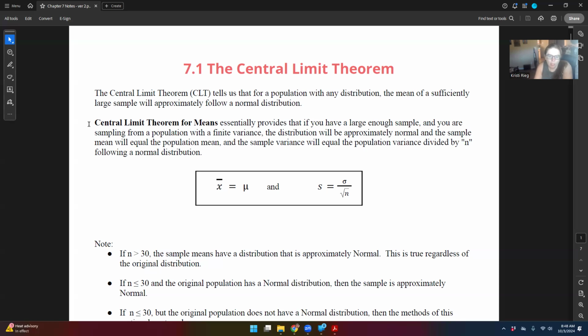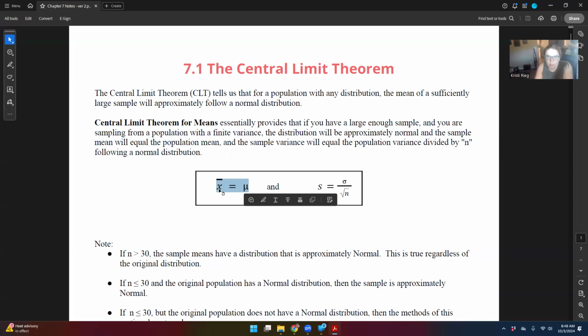The first one that we're going to talk about is the central limit theorem for means. And that says, again, if we have a large enough sample, we're sampling from a population with a finite variance, our distribution will be approximately normal. So again, by the distribution being approximately normal, we can use those tools that we learned in chapter 6. It tells us the sample mean will equal the population mean. So you can see that in the first box right here.